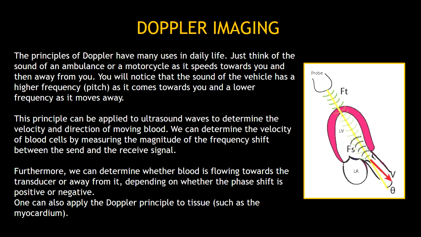This principle can be applied to ultrasound waves to determine the velocity and direction of moving blood. We can determine the velocity of blood cells by measuring the magnitude of the frequency shift between the send and the receive signal. Also, we can determine whether the blood is flowing towards the transducer or away from it, depending on whether the phase shift is positive or negative. We can also apply the Doppler principle to tissue, such as the myocardium.